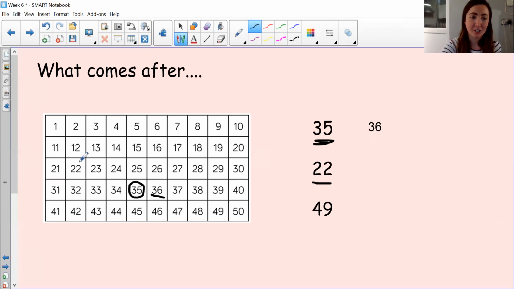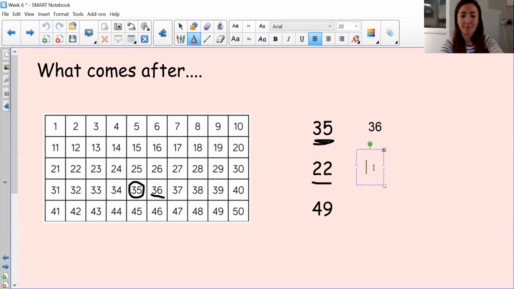Okay, so if you find 22, there's 22, and the next number is 23. That's right. And then what about this number? What does this number say? It says 49. So what comes after 49? Pause the screen if you need to find what comes after 49. So here is 49, and the next number that comes after is 50.